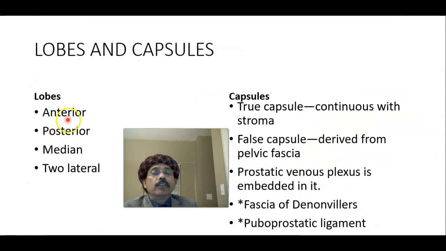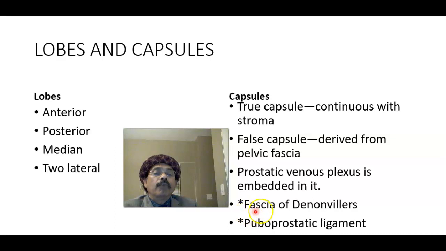The lobes are anterior lobe, posterior lobe, median lobe, and two lateral lobes. The median lobe is described as the area of the prostate gland between the opening of the ejaculatory duct and the prostatic part of the urethra. We have two types of capsule: the true capsule that is continuous with that of the stroma, and the false capsule derived from pelvic fascia. The prostatic venous plexus is embedded in the false capsule, not in the true capsule.